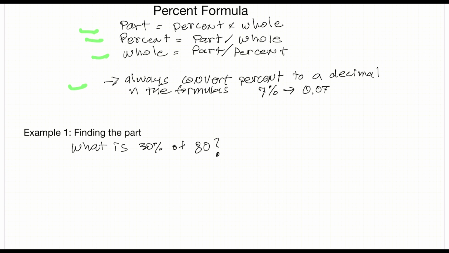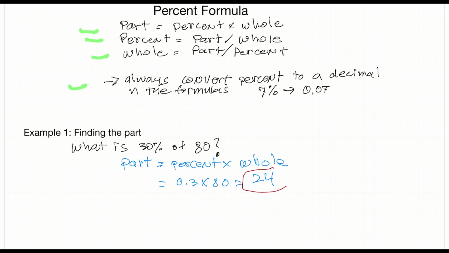So now let's do an example. What is 30% of 80? In this case, we're going to have the part is equal to the percent times the whole. So writing the 30% in decimal form, that's going to be 0.3 times 80, and that's equal to 24. So what we would say here is 24 is 30% of 80. That's the way we would say that.